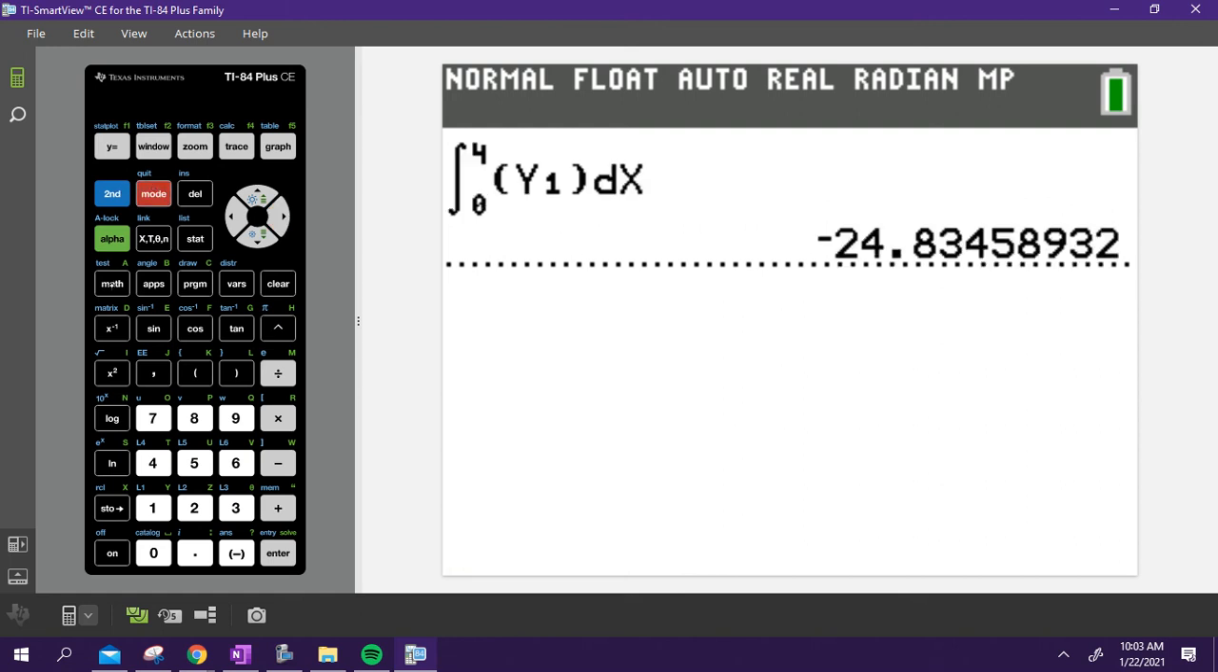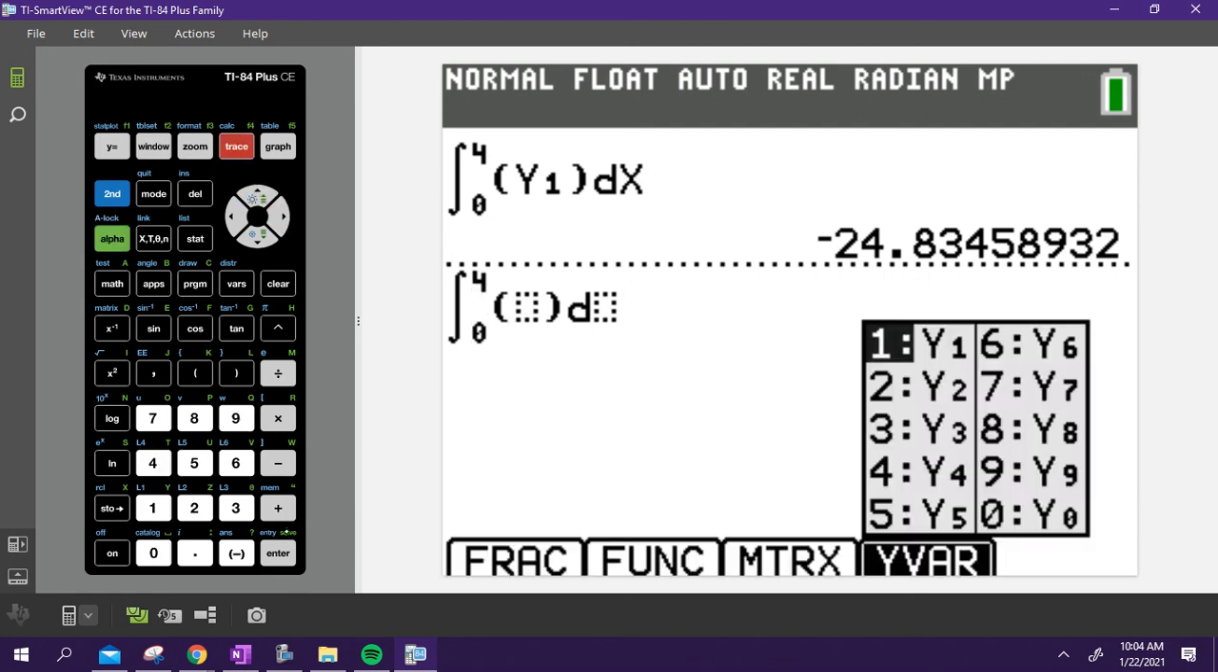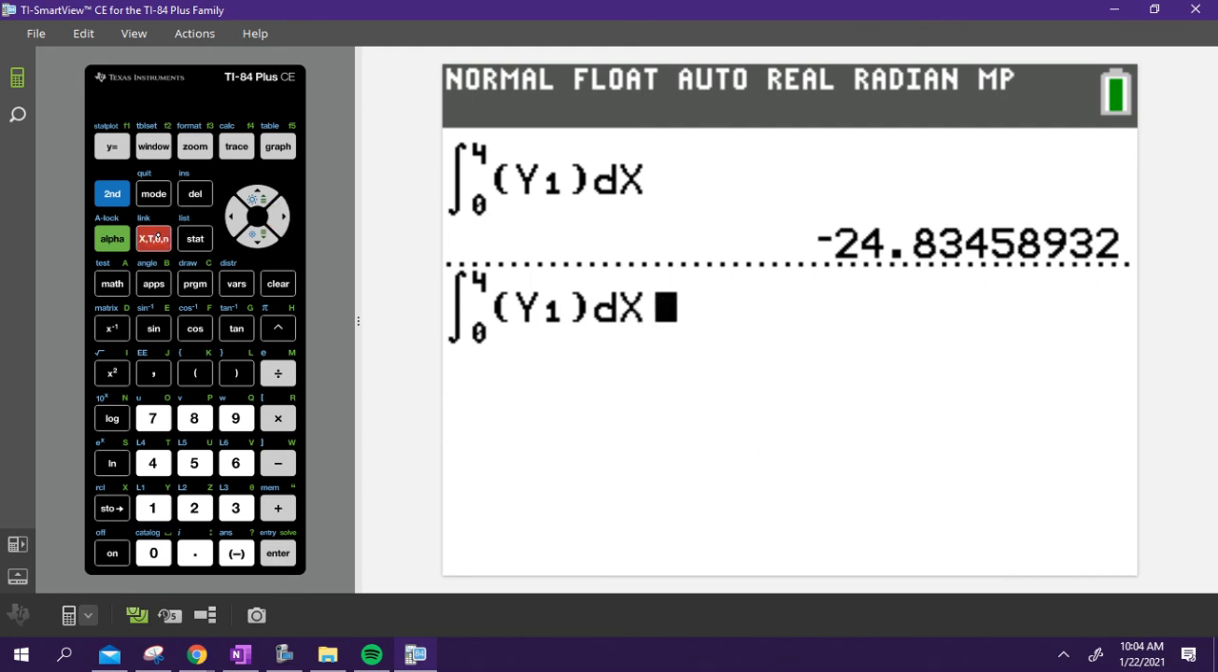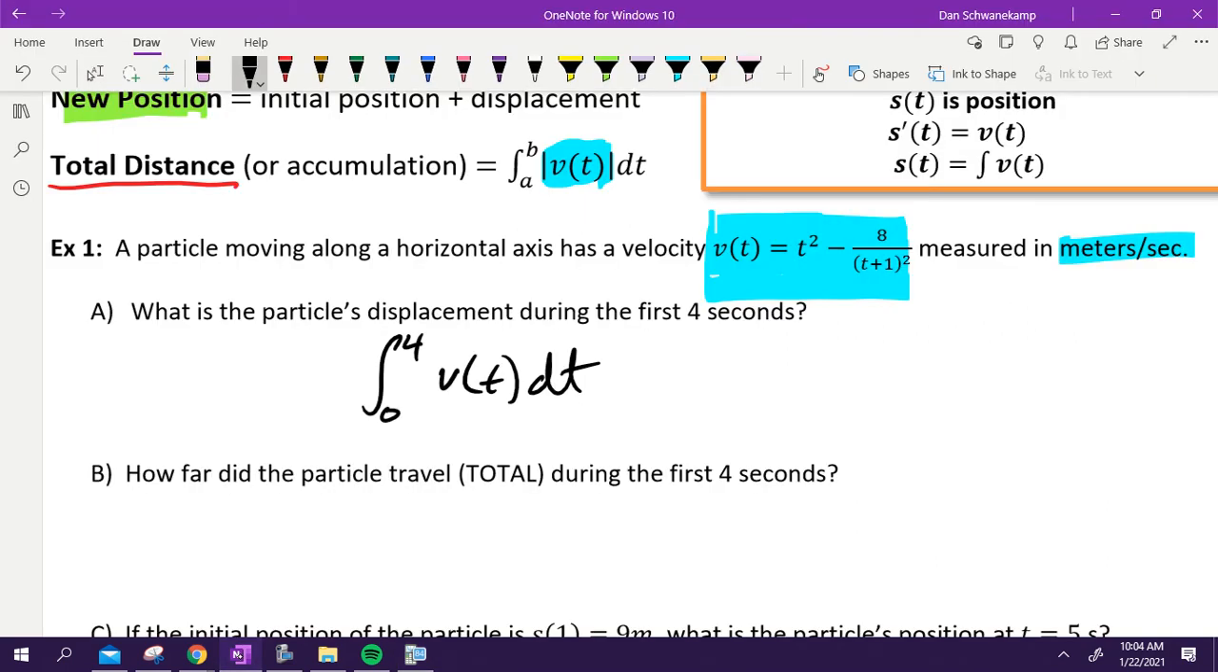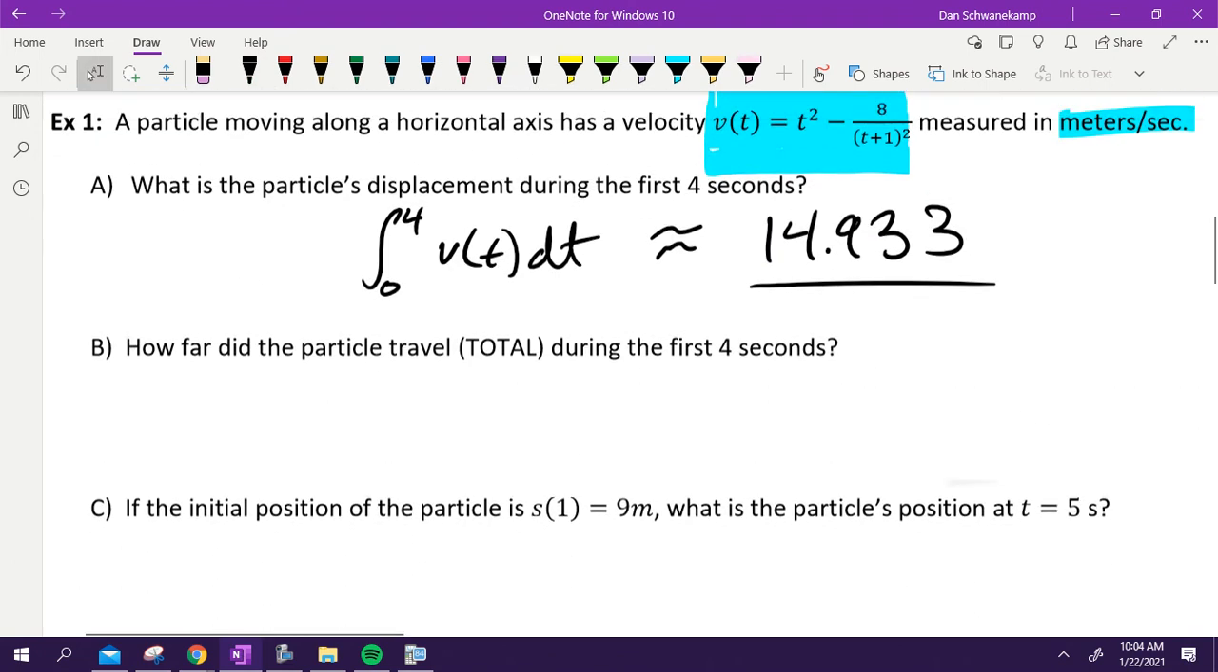And then we're just doing it. We are going math 9. I am integrating from 0 until 4, correct? Alpha f4, y1, d, x, enter. Boom, there's my answer. How many decimals should I round to? 3. 14.933. It is always 3. Get out of here with your significant figures.